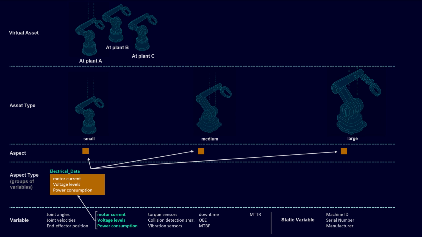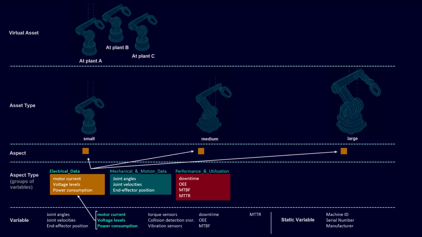For instance, you might create an aspect type for mechanical and motion data, or one for performance and utilization, and so forth. You can use one or multiple aspects together and assign them to an asset type. For example, the performance and utilization data aspect applies only to the medium and large robot. The sensor data aspect, however, is specific to the large robot, as it alone features additional data collecting sensors.